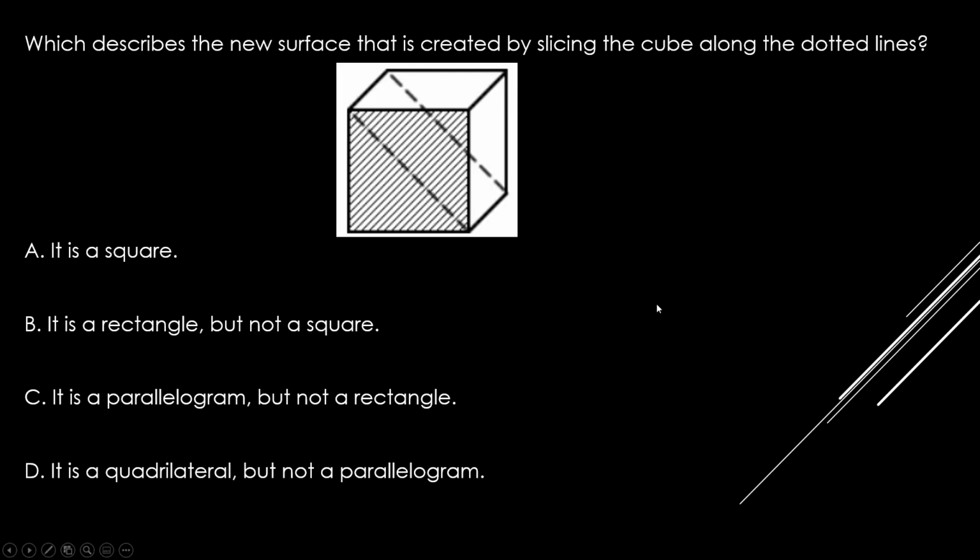Which describes the new surface that is created by slicing the cube along the dotted line. Okay, well it looks like we're cutting it in half, right? So when I slice this in half diagonally, you can see here that it's going to form a rectangle, right? If I were to outline this shape, you can clearly see that it is a rectangle. So it's a rectangle, but not a square.